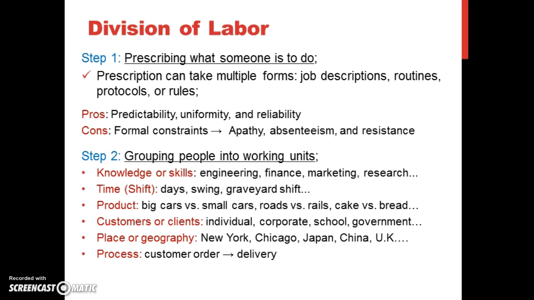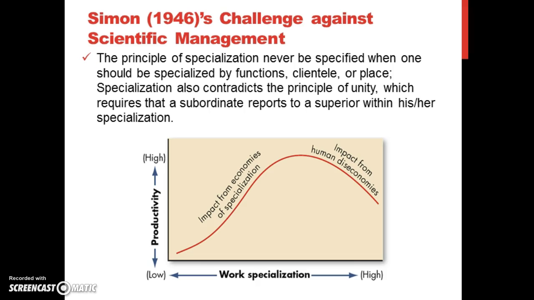Taylor and Gulick, advocates of scientific management, emphasize the importance of specialization, step 1, and span of control, step 2. Because they believe that, the same as in pure science such as physics, there is a best unit of working for a specific task. Herbert Simon, however, challenged the notion of scientific management.